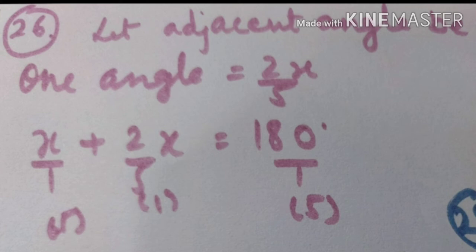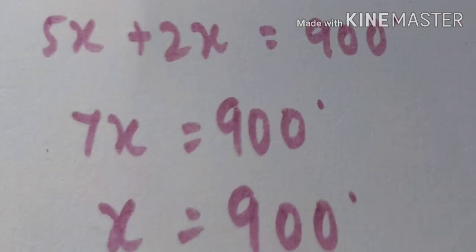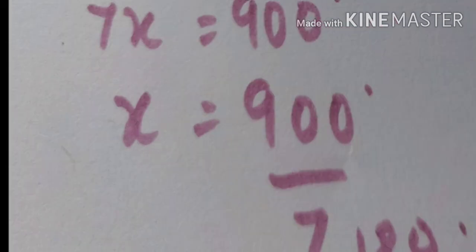To solve this equation, we will take the LCM all over. So I have written underneath of x 5 there, underneath of 5 1 and 180 upon 5. Now I multiply and make a linear equation as 5x plus 2x is equal to 900. 5 plus 2 becomes 7x is equal to 900. So we found the x value by dividing 900 by 7. So x value is equal to 900 upon 7 degree.